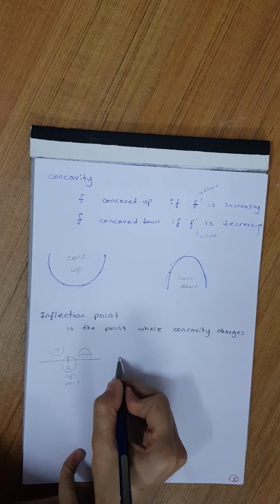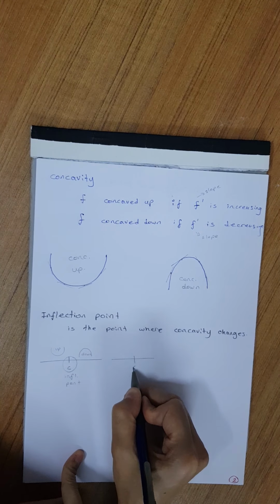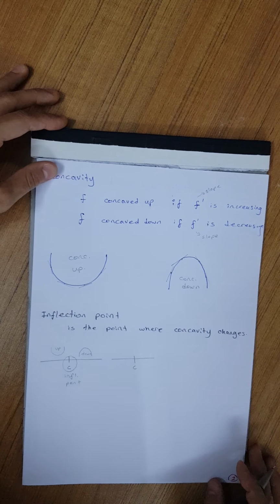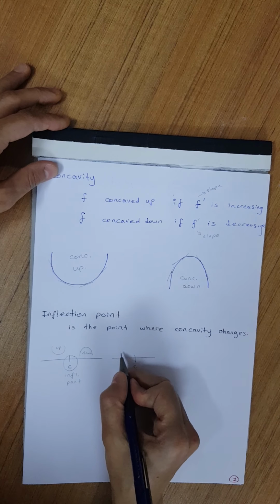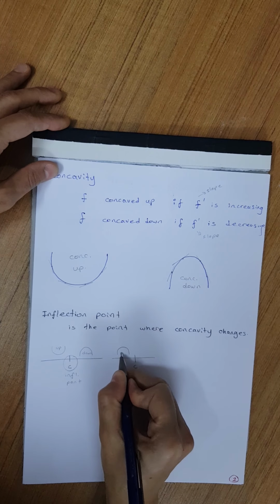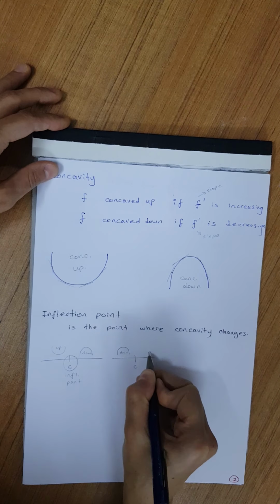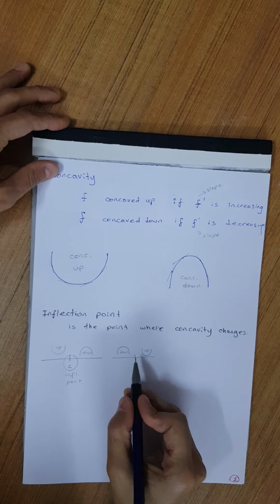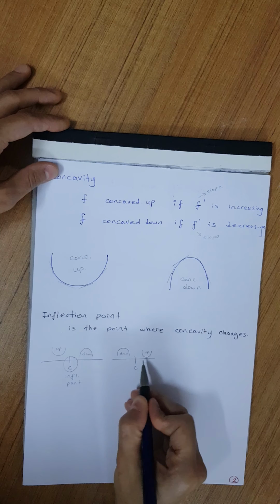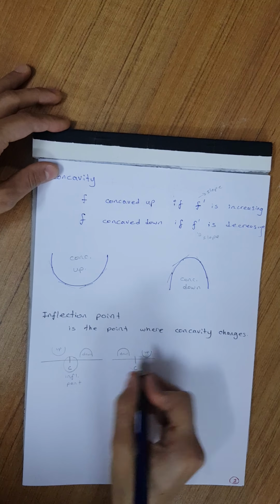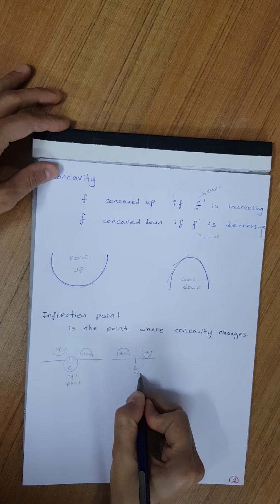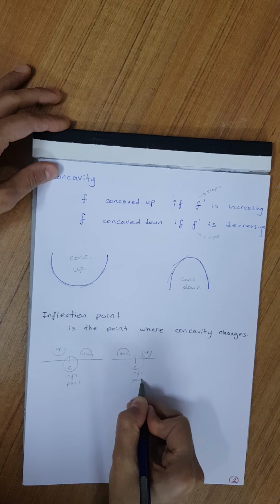Again, I have got another case. Here, for example, that one is concave down, and here is concave up. Since from the left it is down and it is changing to up on the right, since concavity changes at that point, we say that this one is also an inflection point.